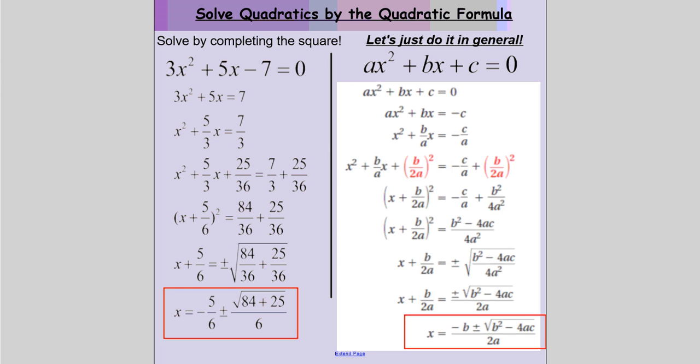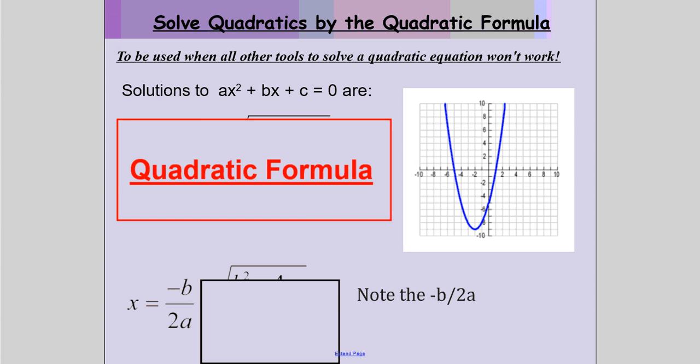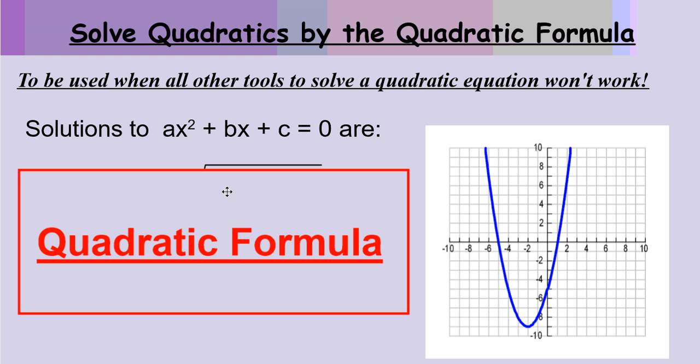The downside is it has a lot of steps. So what we're going to do is we're just going to write down the formula and use it, but I want you just to understand and appreciate the formula came from completing the square with just variables. It didn't come from magic. It came from just meticulous mathematical logical steps. So the quadratic formula is what this is called. It is used when all other tools to solve quadratic equations will not work.